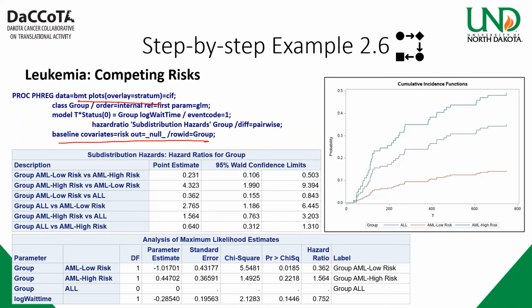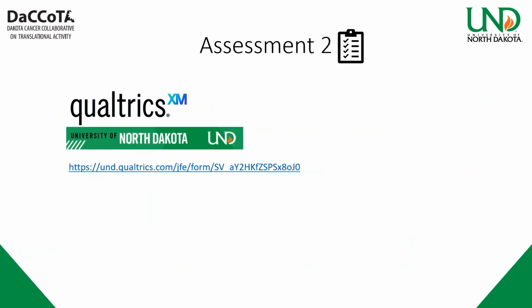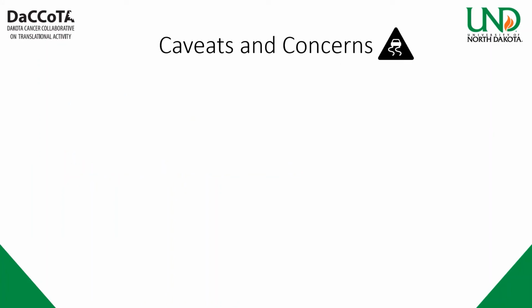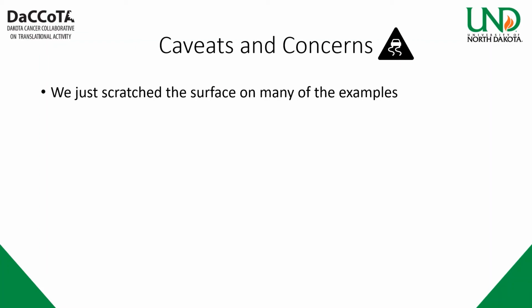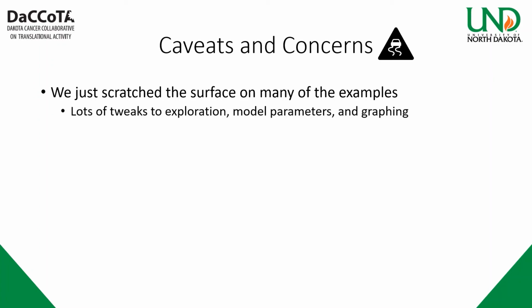All right, with that, assessment 2 is here and in the description below. So some caveats and concerns. Some of this stuff I sort of breezed over or jumped through, so obviously this is not the end-all be-all talk about survival analysis. To put that another way, we just scratched the surface on many of the examples. There are lots of tweaks to exploration, model parameters, and graphing. For example, the Cox multiple regression, we looked at different models and played around, but there could be a lot more you could do with that.